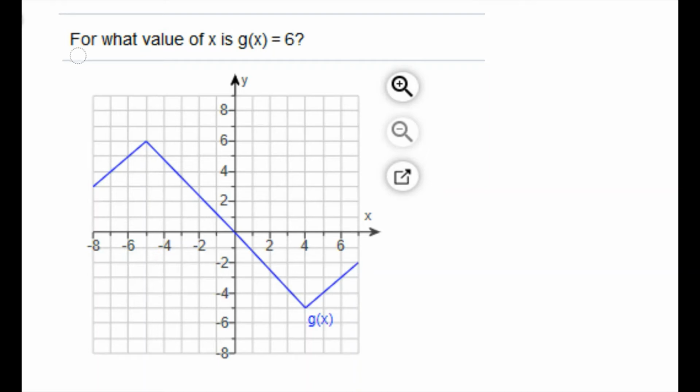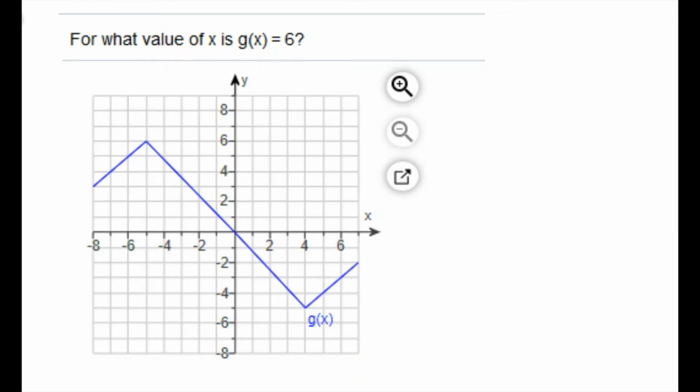Our next problem gives a graph and says, for what value of x is g of x equals 6? Our graph, this blue line here, represents the function g of x. And once again, the question says, for what value of x is g of x equals 6?